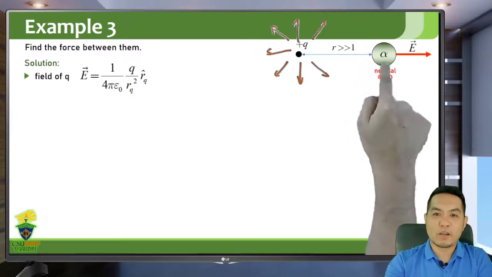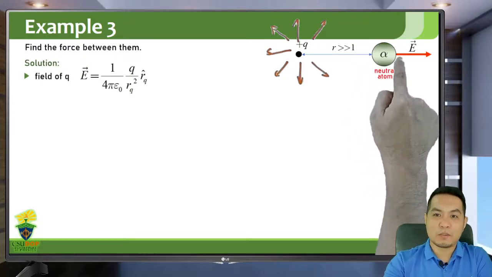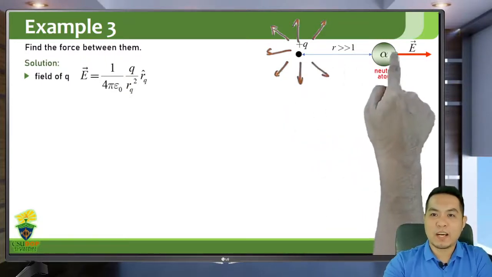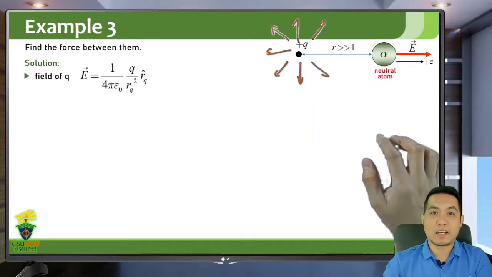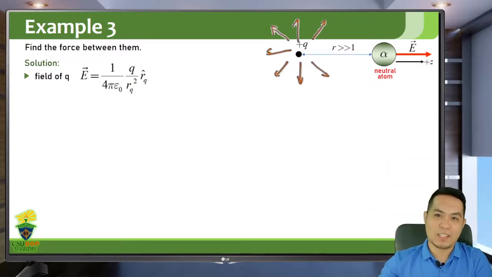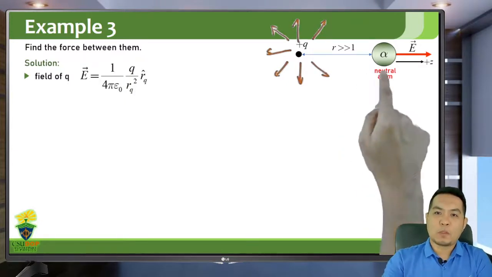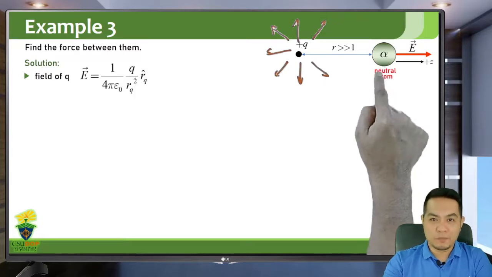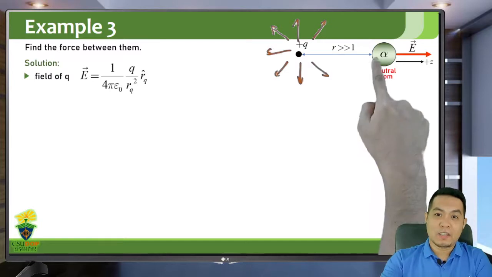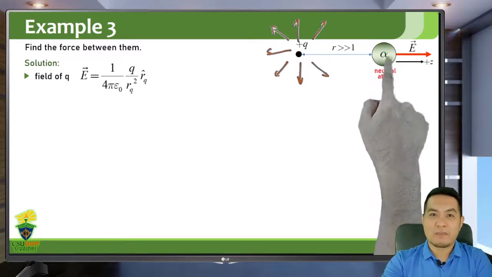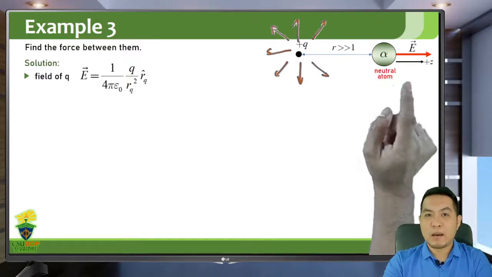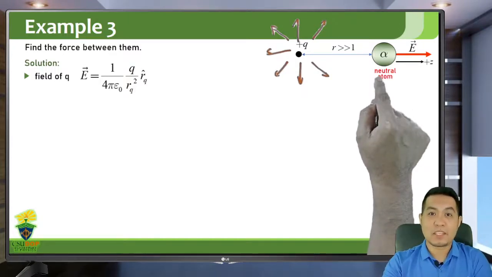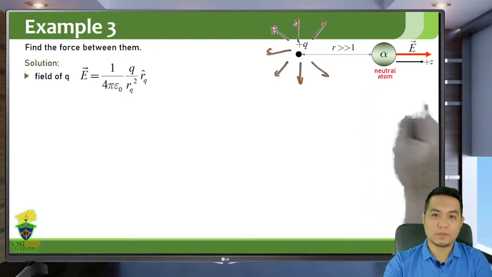And at the location of the neutral atom, the electric field of Q is along this direction. So let's say that the direction is the positive z axis. So what will happen now with your neutral atom is that it will be polarized, meaning there will be an induced dipole inside the atom. So a polarized atom is essentially a dipole.